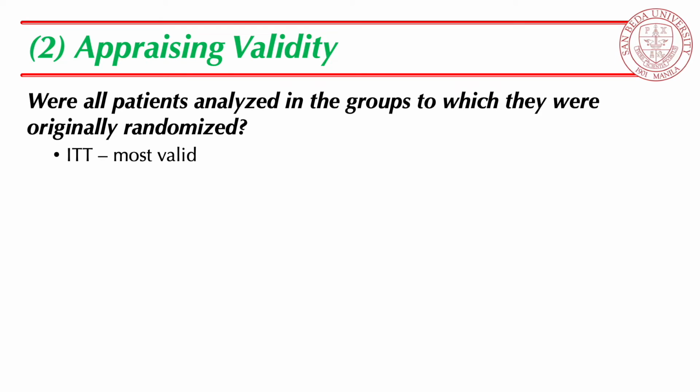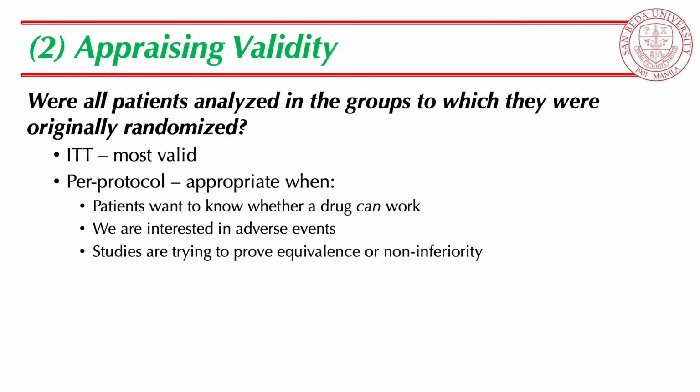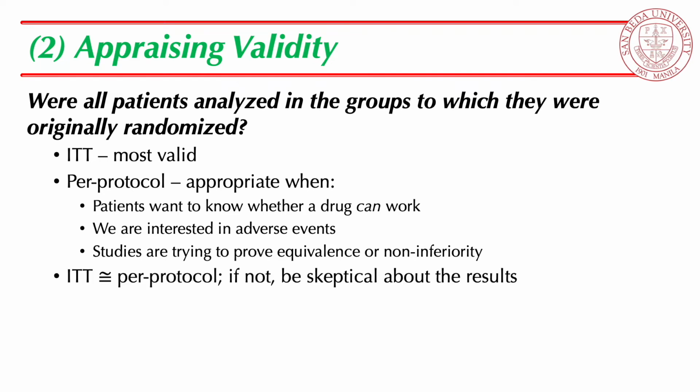Intention to treat analysis should always be performed because it yields the most valid results. On the other hand, per-protocol analysis should likewise be performed, particularly when patients want to know whether a drug can work, when we are interested in adverse events, and when studies attempt to prove equivalence or non-inferiority of the investigational treatment with the current standard of care. Usually, intention to treat and per-protocol analyses should yield more or less the same results. However, when the conclusions differ according to the analysis done, the results should be regarded with some doubt.